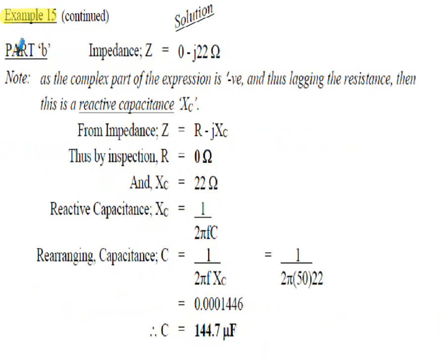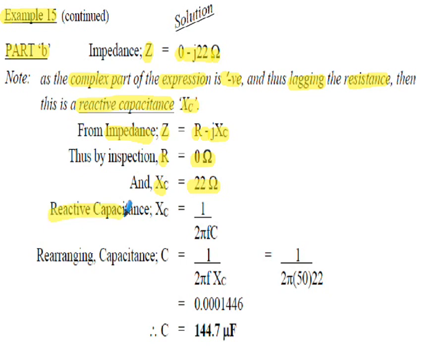Example 15 continued. This is part B. This time we're given impedance Z of 0 minus J22 ohms. So now the complex part in this expression is negative, so that's lagging the resistance, so that's the reactive capacitance XC in this case. So impedance Z will be defined as R minus JXC, so by inspection R is 0 in this case, and XC is 22 ohms.